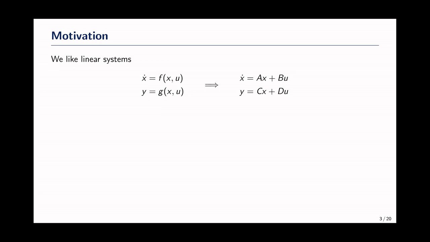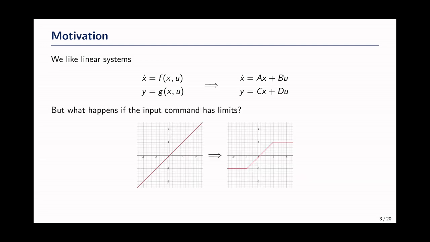So as motivation, we like linear systems. We often, well in this class especially, have taken nonlinear systems, linearized them, and done some nice analysis on the linear systems. But the question is, what happens if the input command has limits? One implicit assumption in the equations above is that our input just extends on forever, and we can actuate as hard as we want to compute the command that we want.